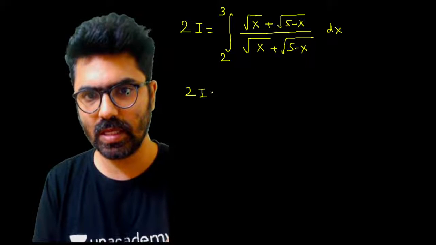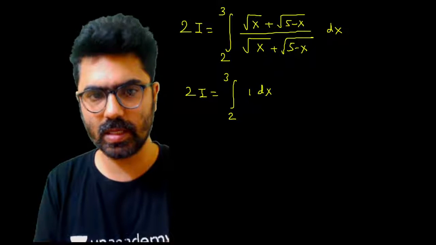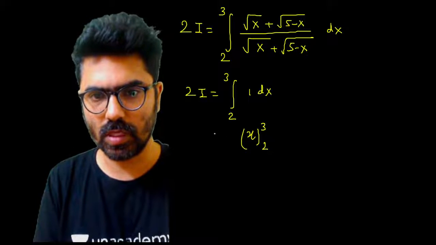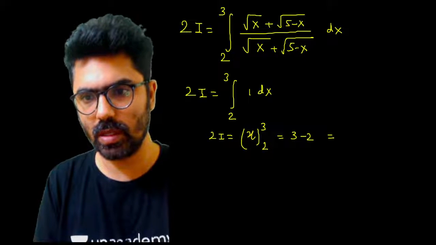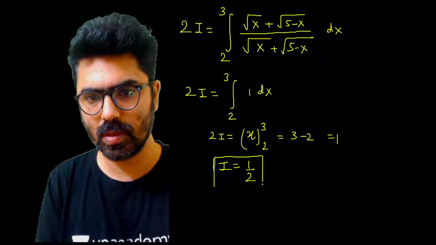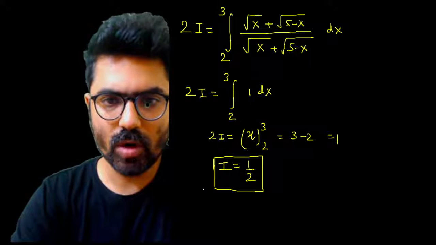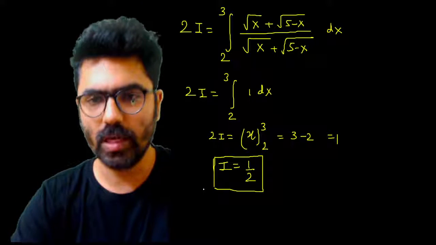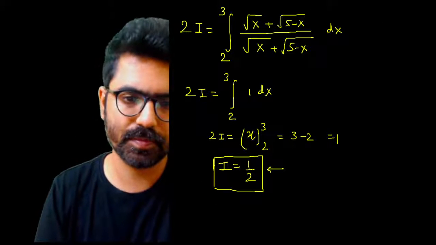So from here we can say that 2I is equal to the integral from 2 to 3 of 1 dx. The integration of 1 is what? x, from 2 to 3. So 2I equals upper limit minus lower limit, that becomes 1. So I is equal to 1 by 2. This is what the integration is. If you observe, we have not even solved the integration; by applying the property we got the value of I as 1 by 2.